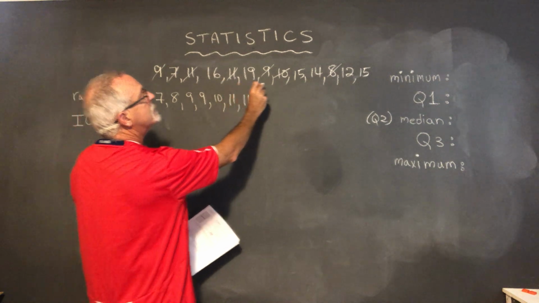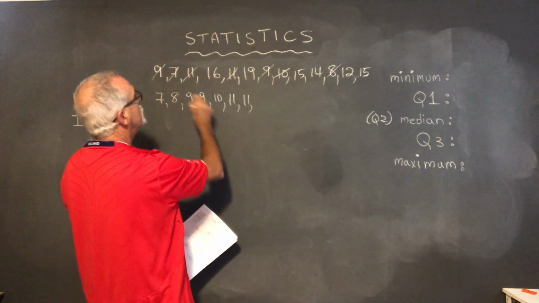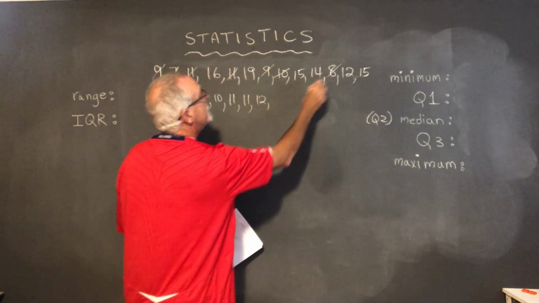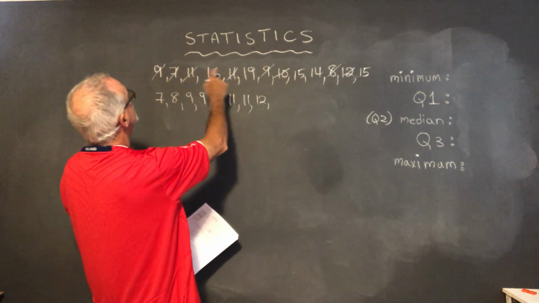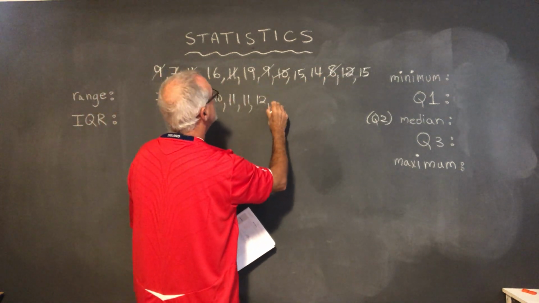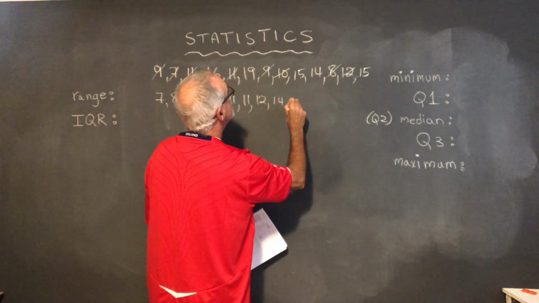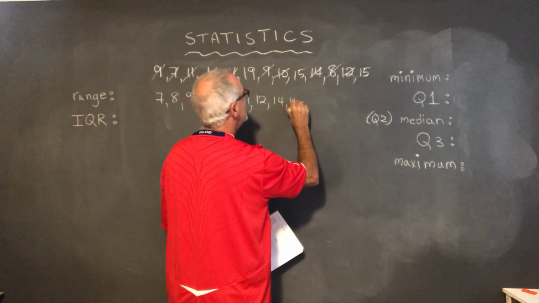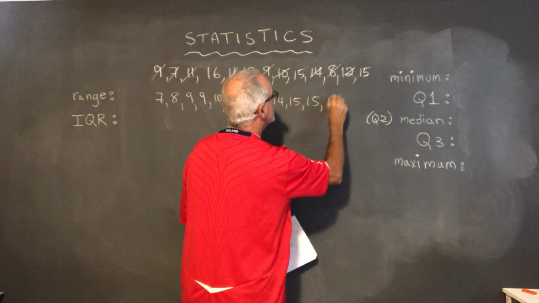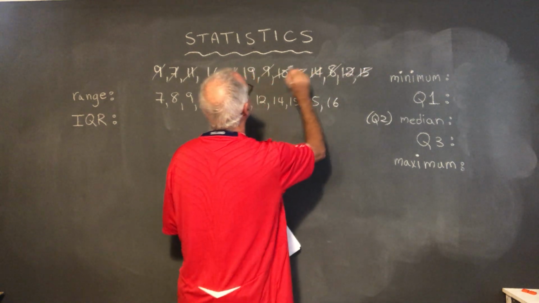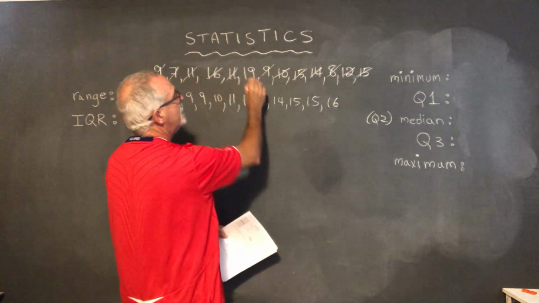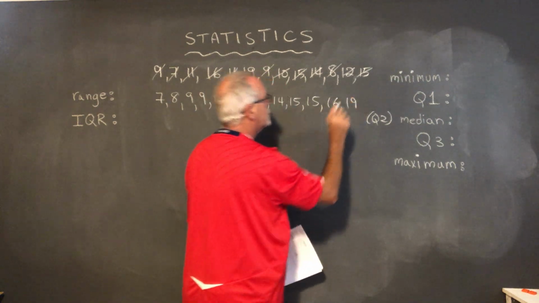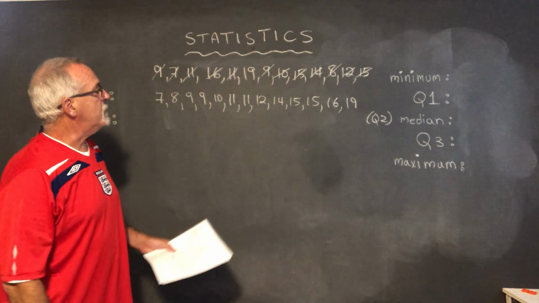Crossed out the 11s. 12. There is no 13. 14. Only one 14. Two 15s and a 16. 15, 15, 16. Aha! And 19. So this crossing out thing comes in handy. It stops us from making mistakes.